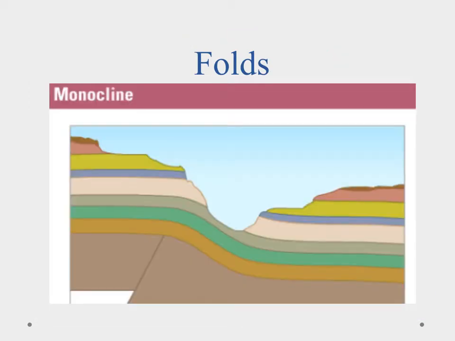The third type of fold is what we call a monocline. A monocline is kind of where we have a little step. So if we look here, we can see how it steps down like that. And that's what a monocline is. It's not a curve upward, it's not a curve downward, it's just kind of like a little step. And that would make it a monocline fold.